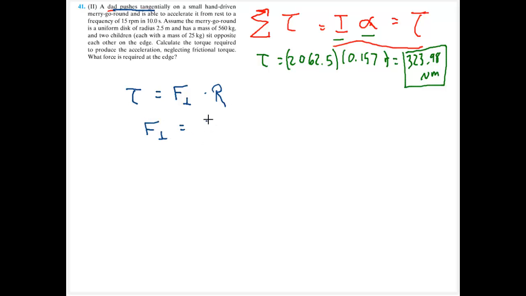So I can solve for the force perpendicular, which is the force of the man. That's going to be 323.98 divided by the radius of 2.5 meters, and I'm going to get the force of the man to be 129.6 newtons. It's going to be my force.